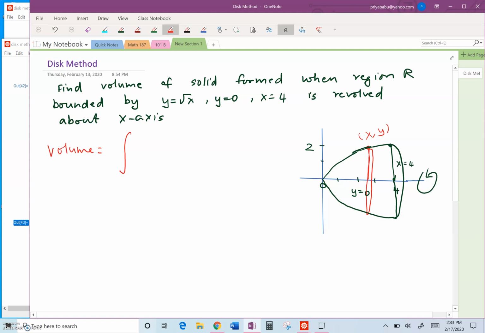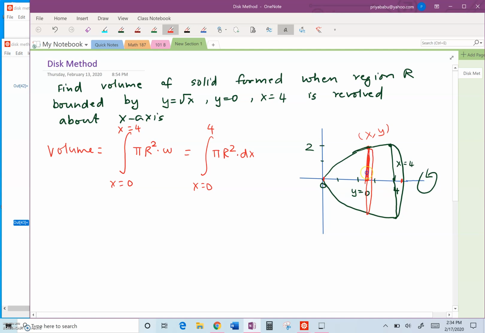So the volume will become a continuous addition. We're going to continuously add all the disks starting from this corner to this corner, so from x equals 0 to x equals 4, and we're going to add the volume of the disk. The volume of the disk, which is the cylinder formula, is pi r squared times w, where w is the width of the disk. So I'm going to rewrite this for this problem: the integral from x equals 0 to 4 of pi r squared dx, where dx is that very thin width of the disk.